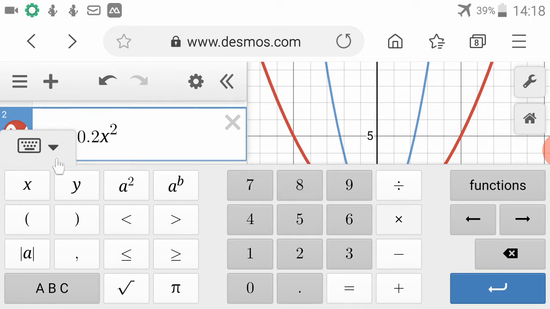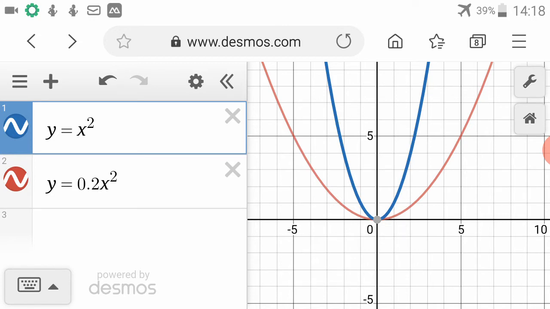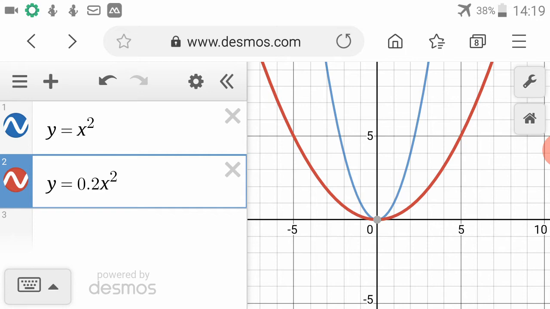Look at this, guys. Let me hide the keyboard. Our original parabola, the parent parabola, is y equals x squared with coefficient 1. When I decrease this coefficient and replace it by a fraction less than 1, 0.2, I got this red one, and the red one is much wider than the original one. So, guys, when you increase the coefficient, you get a narrower parabola. When you decrease the coefficient of x squared, you get a wider parabola.